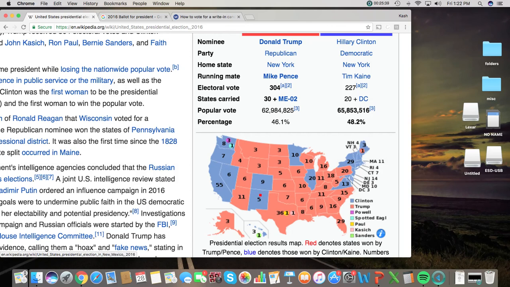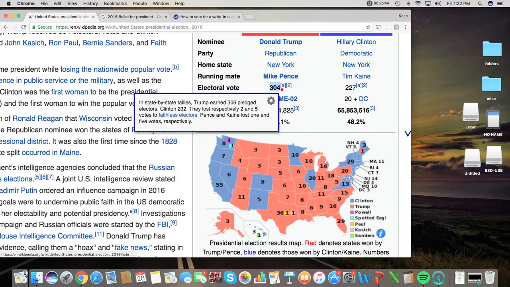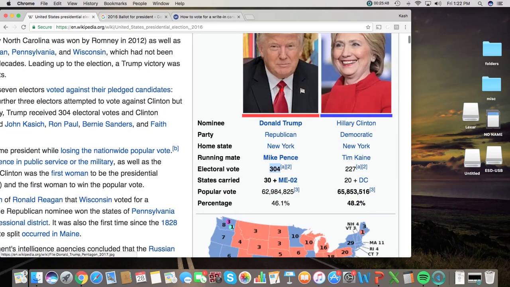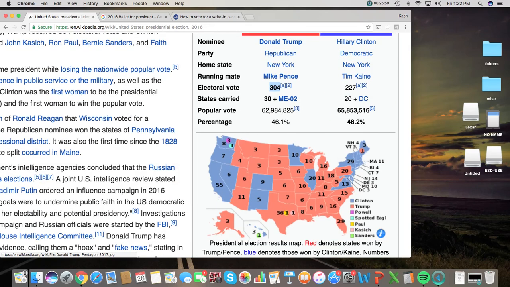And as long as you win enough contests to give you 270 or more, which you can see Donald Trump obtained in the year 2016, last year's presidential election, he was able to become president. The popular vote, as you can see, did go to Hillary Clinton. So this means while you can win the popular vote, you may yet lose in the Electoral College because you may have won the right collection of states to give you that 270 figure.